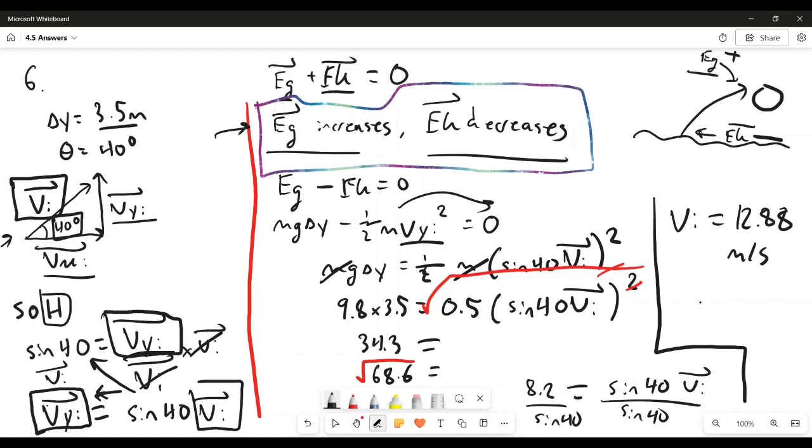Remember, two significant digits. Therefore, the dolphin launches itself at 13 meters per second, 40 degrees above the horizontal. So that is how you solve a question like this.